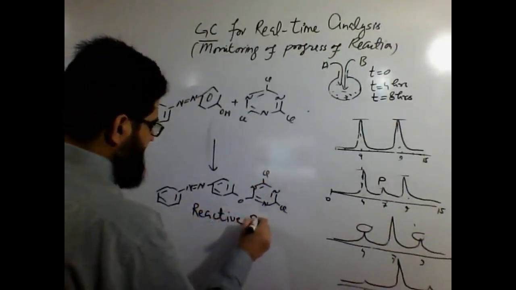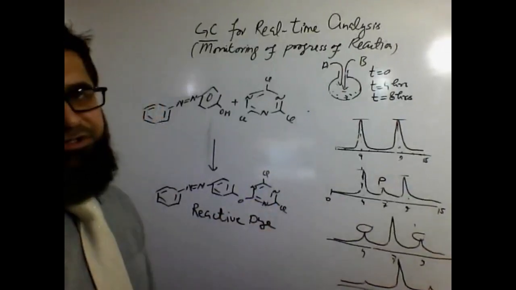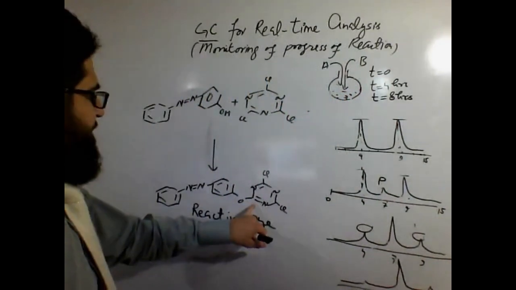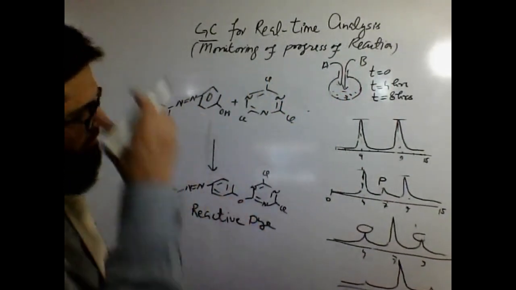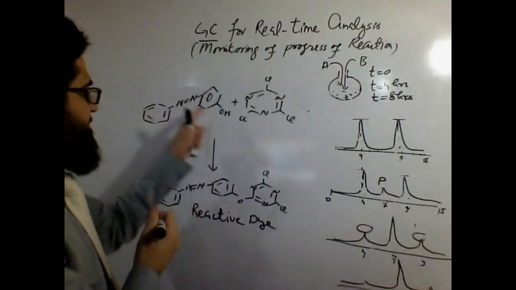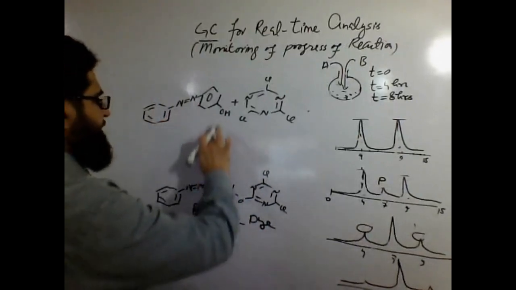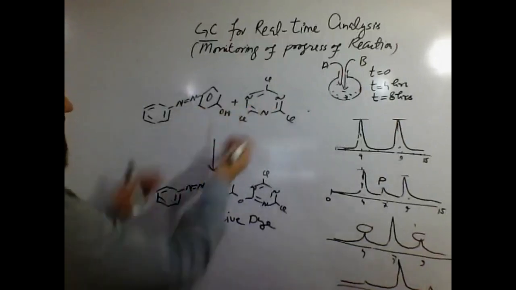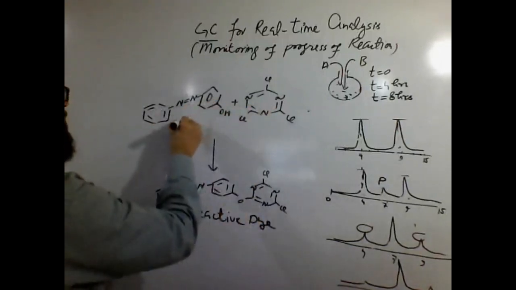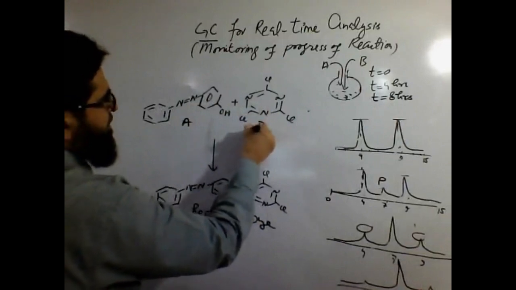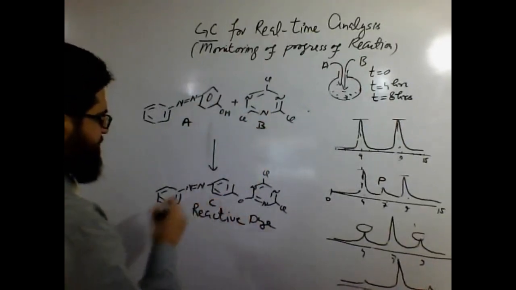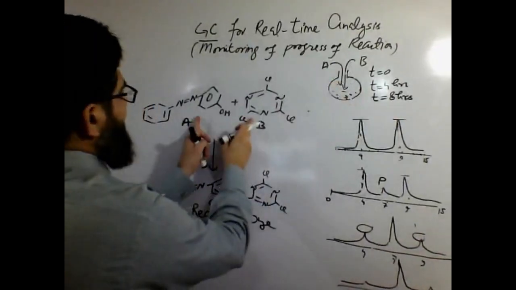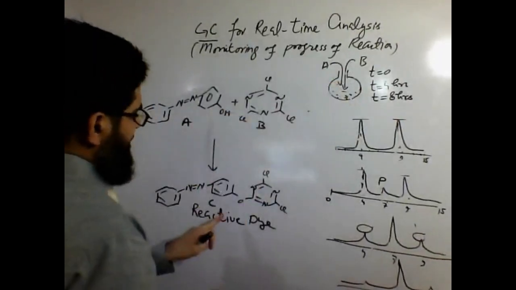It will be a reactive dye due to the formation of a bond between cyanuric chloride and the hydroxyl group of the coupling unit of the azo dye, azo colorant. Let's say these two bodies are reacting with each other to produce this one. So we can call it A, we can call it B, we can call it C. We want to run the reaction between these two bodies and want to produce this one.